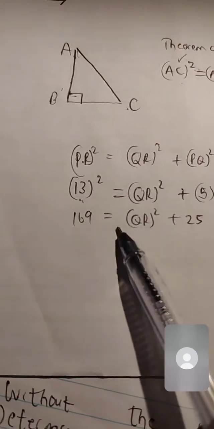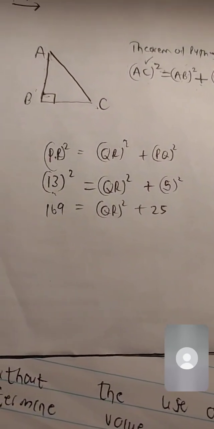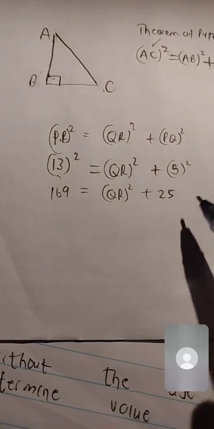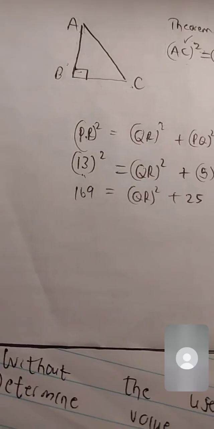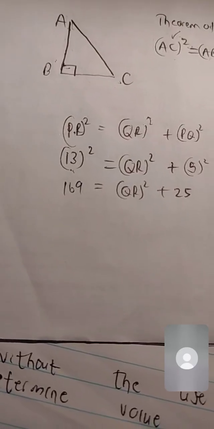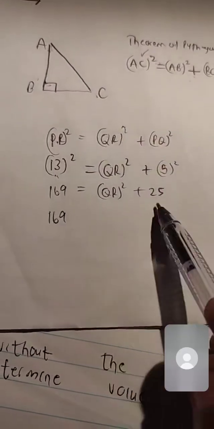Now we want to make QR the subject of the equation. Are you with me here? Yes, sir. Take the 25 over. What happens to the 25 if I take it over? We're going to transpose, meaning take it over. So if we transpose 25, it becomes? We change signs. It becomes negative.